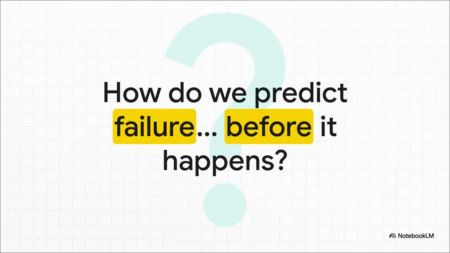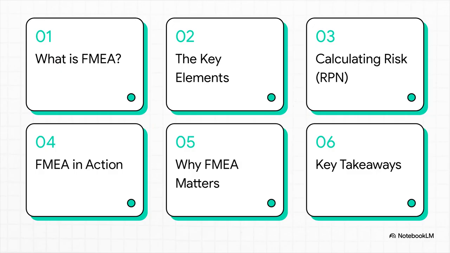So let's kick things off with a big question. In pretty much any system you can think of, from your phone to a spaceship, things can go wrong. It's just a fact of life. But what if you could see those failures coming? What if you could stop them before they even become a problem? Well, that's exactly what FMEA is all about.